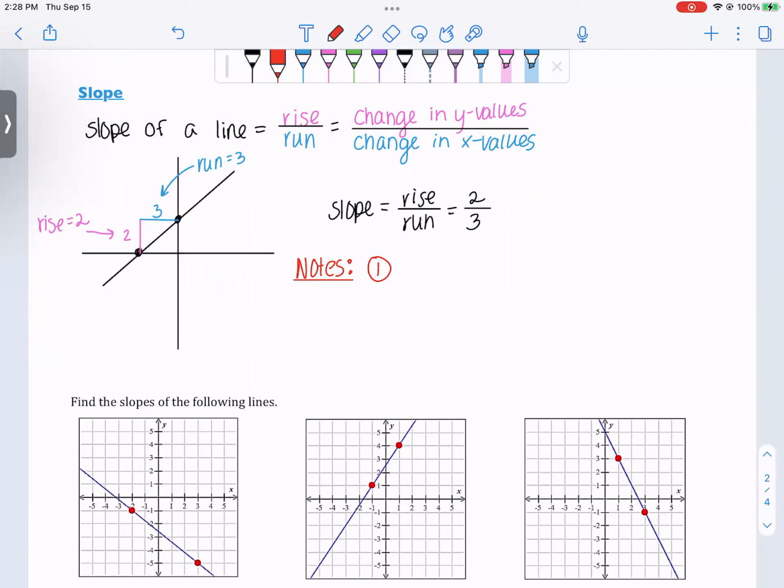One, always start with the leftmost point. This is one where it's not technically a math rule. It's just how I teach it.